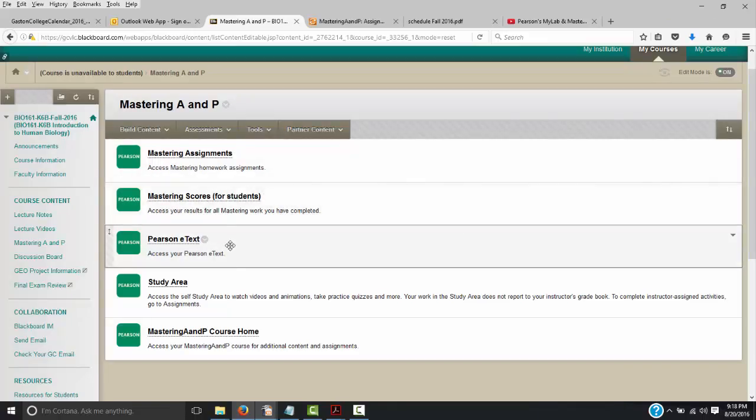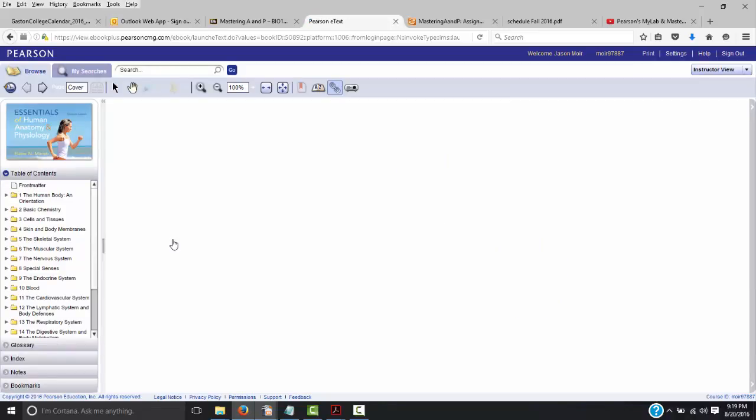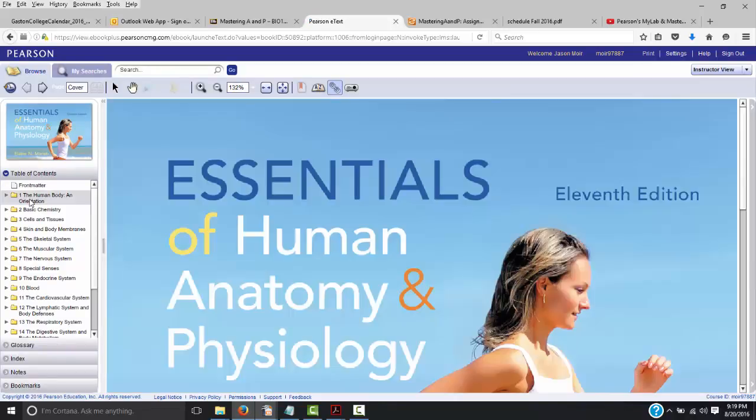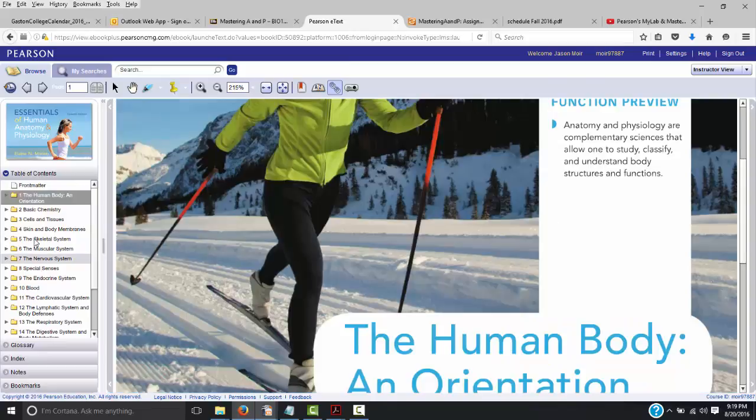Okay, going back to the Blackboard area, here the Pearson eText is just an electronic version of the textbook. If you prefer to go that route, some people prefer to have an actual textbook in their hands. Others don't really have a preference. It's exactly the same setup as your textbook, just in an online form. That's a good resource to use if you choose to get the electronic version.